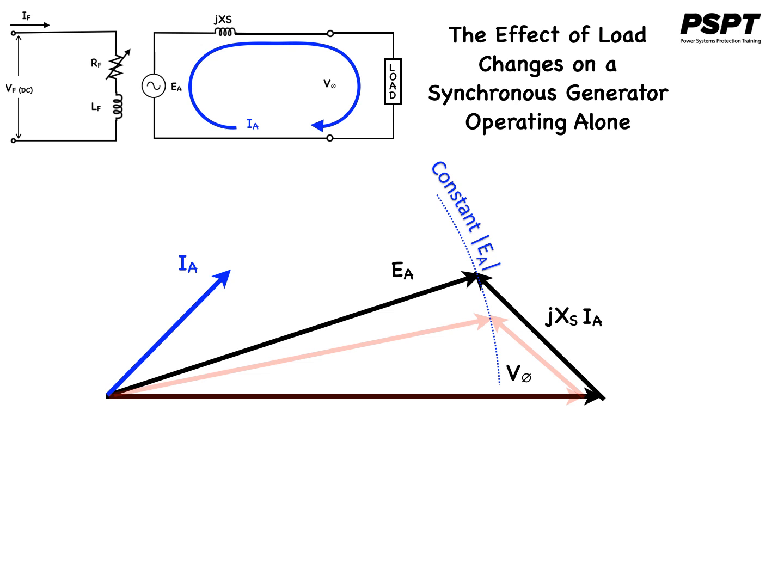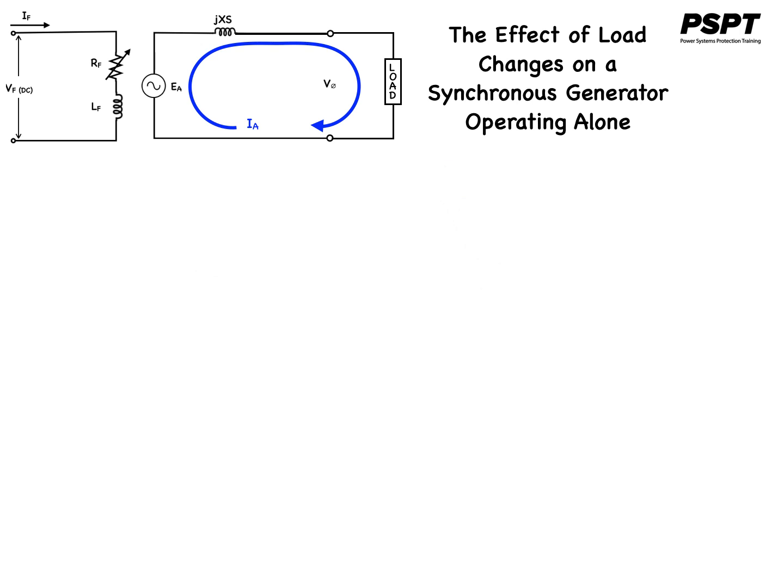If the constraints are observed, then it is seen that as the load increases, the voltage V phi increases this time, as we see here, compared to the original load before the increase.